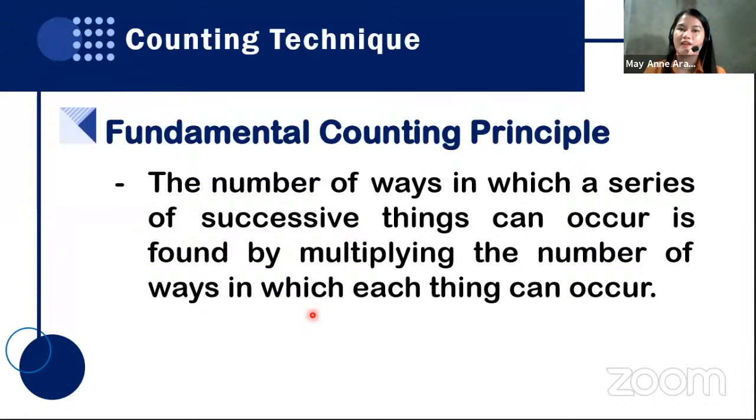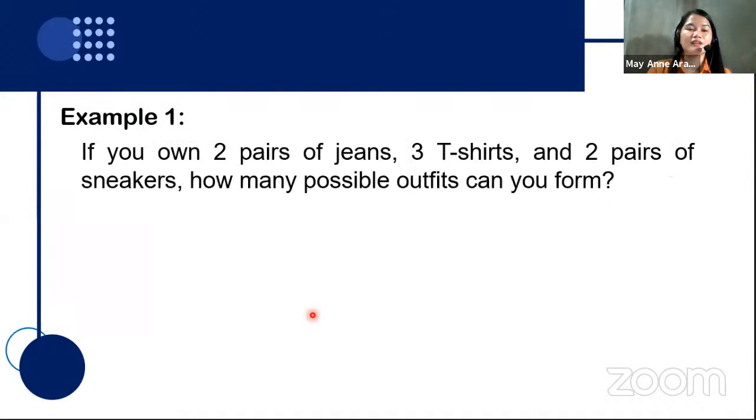Okay. Next, we have the counting techniques under statistics and probability. Okay, first we have the fundamental counting principle. So this is the number of ways in which a series of successive things can occur, found by just multiplying the number of ways in which each thing can occur. For example, if you own 2 pairs of jeans, 3 t-shirts, and 2 pairs of sneakers, how many possible outfits can you form?